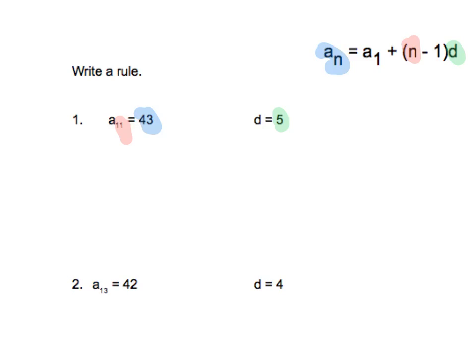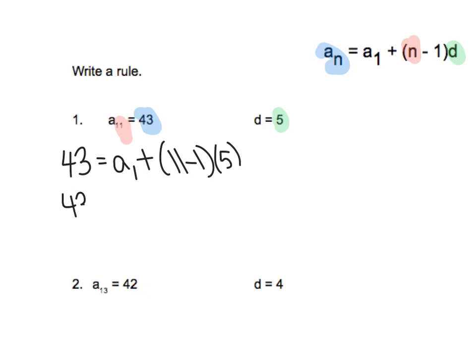So 43 equals, I don't know what a sub 1 is, plus, I'm on my 11th term because n equals 11, so 11 minus 1 times 5, because d equals 5. So I'm going to have 43 equals a sub 1 plus 11 minus 1 is 10. 10 times 5 is 50. If I subtract 50 from both sides, my first term in my sequence is negative 7.